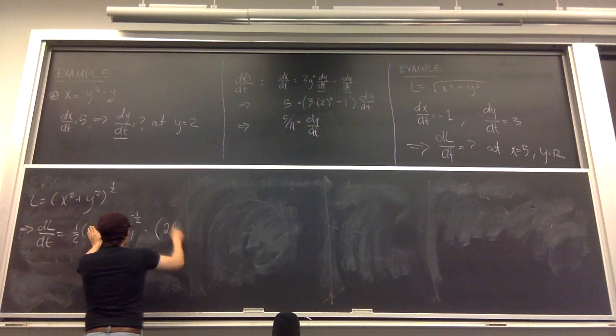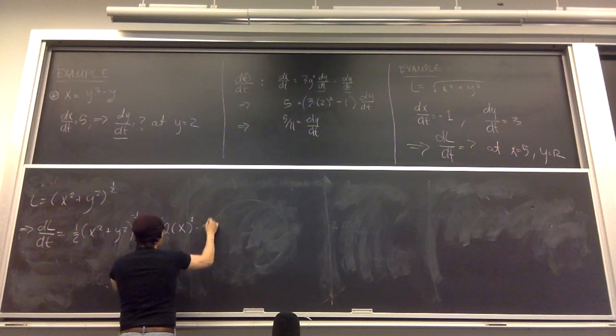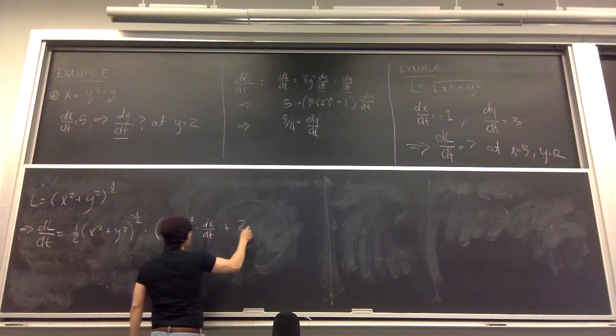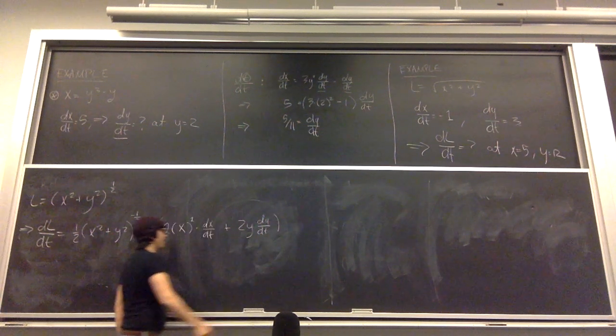I know I get 2 something to the 1. That something is x. That kind of looks like a prime, so I'm going to do that. But now I have to multiply by the derivative of x with respect to t. That's the chain rule. The same thing is going to happen here: 2y dy/dt for the same reason. Just give it less detail.